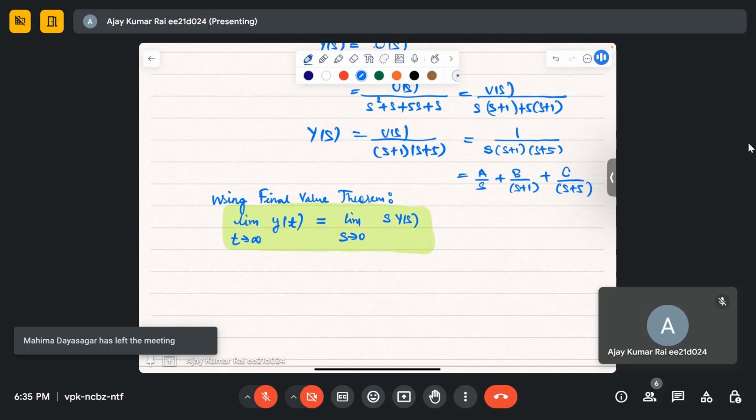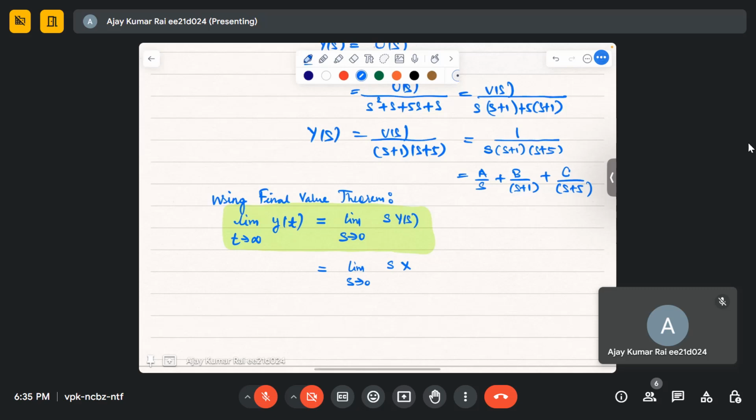Okay, so same thing we are finding out. Let me find out the limit as s tends to 0. What is y of s? So y of s is 1 by s into s plus 1 into s plus 5.